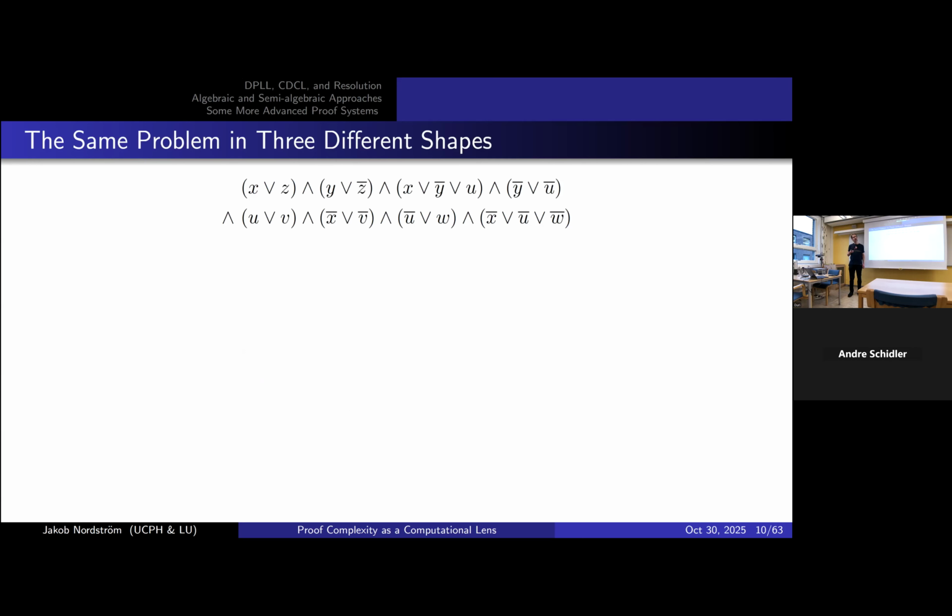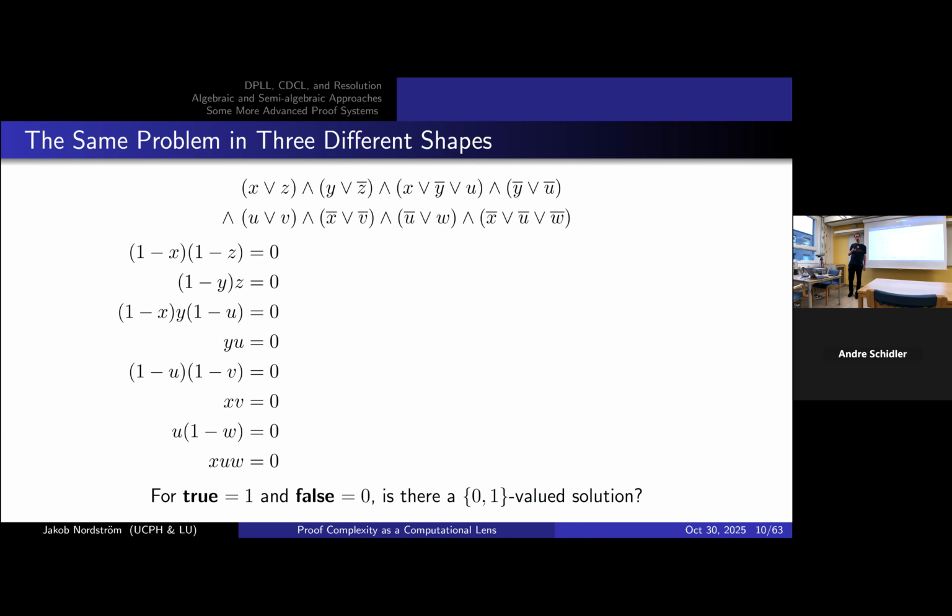But before that, I want to say something that we're going to use today, which is that we can express this Boolean satisfiability problem in different ways. For instance, I could rewrite these clauses as a collection of polynomial equations.